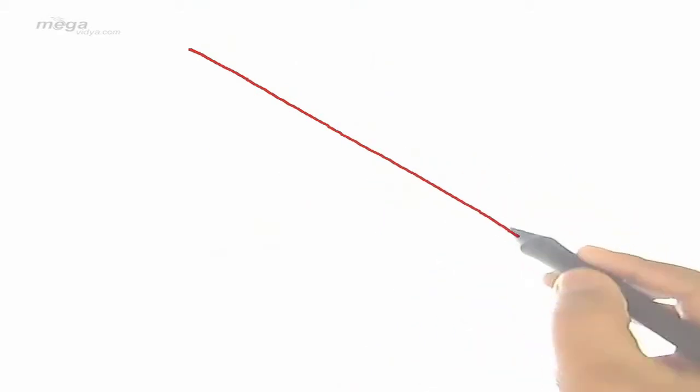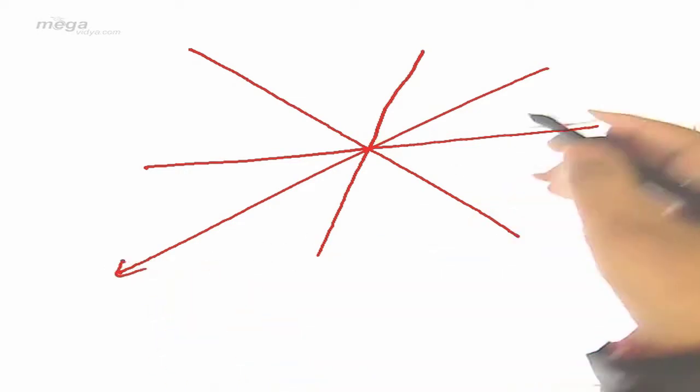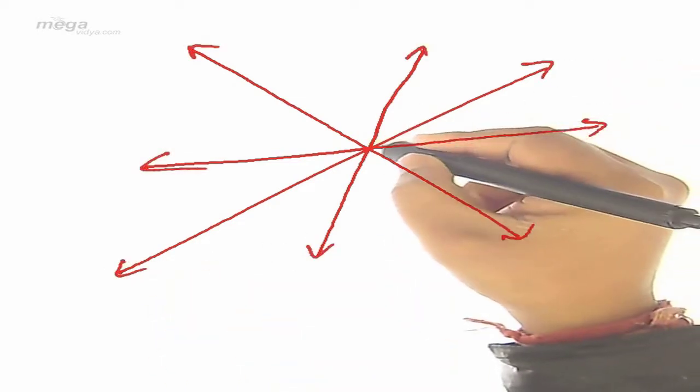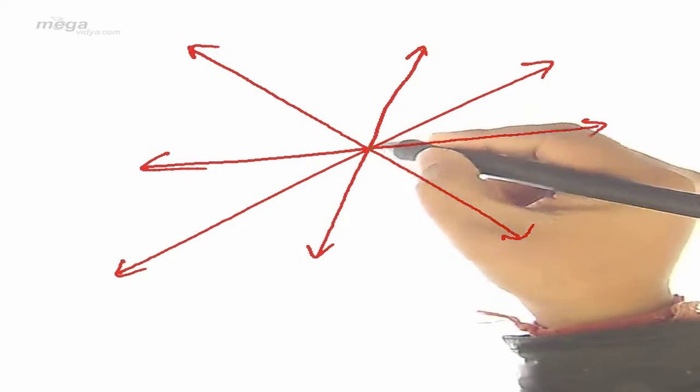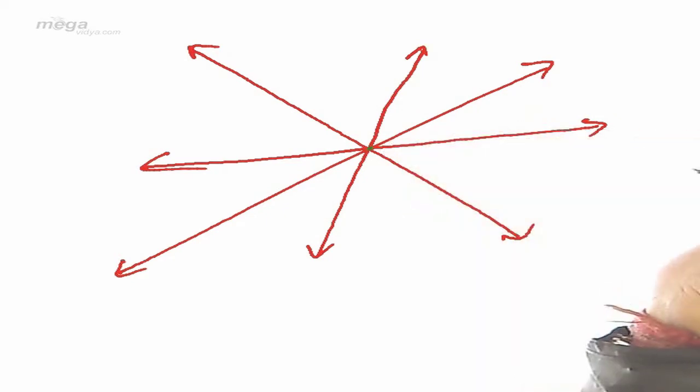If three lines or more than three lines pass through the same point, then those lines are called concurrent lines. All of these lines are called concurrent lines because all of them pass through the same point. The minimum is three concurrent lines, and the maximum is any number of lines.